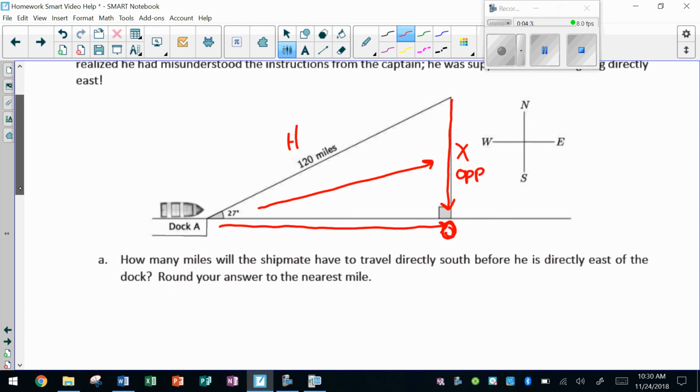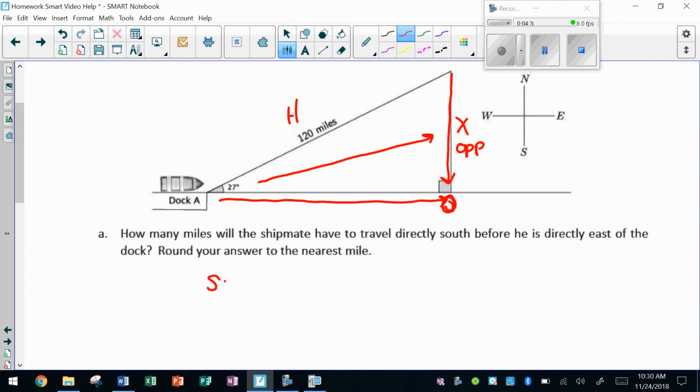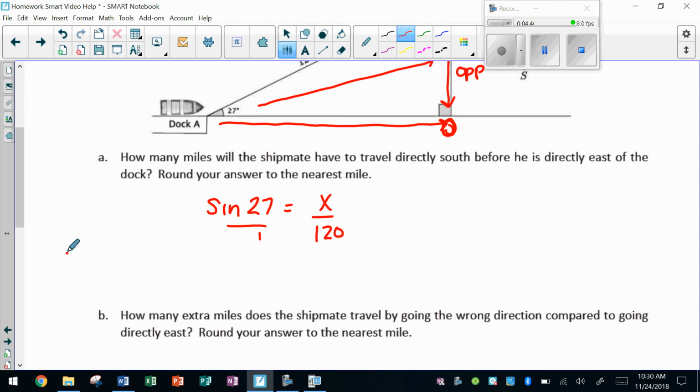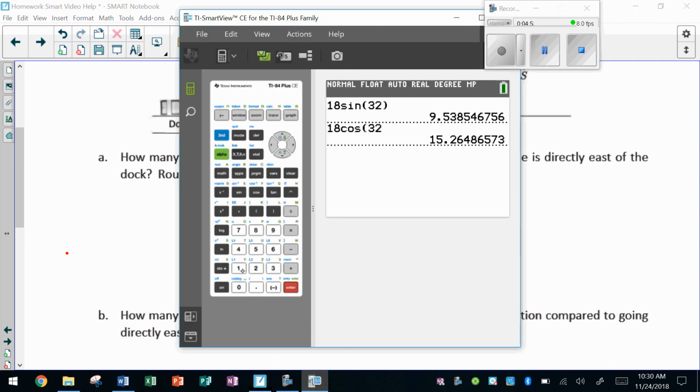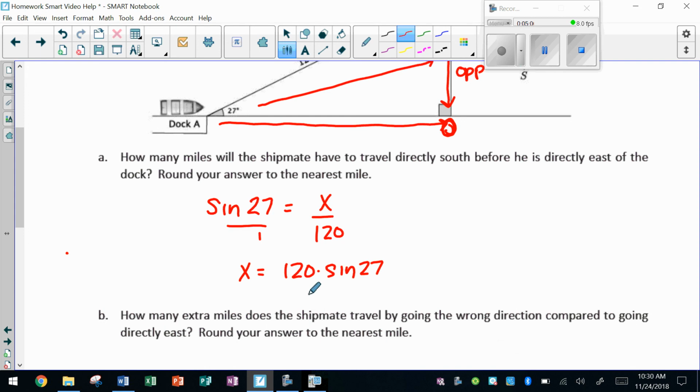So I'm going to set up a sine ratio. So the sine of our angle, 27 degrees, is equal to the ratio of the opposite side over the hypotenuse. And put this over a 1 if you'd like to, or multiply both sides by 120, whatever it is that you care to do. X equals 120 times the sine of 27. And we go to the calculator. So 120 times the sine of 27. Enter and round to the nearest mile, which is about 54 miles. And I'm going to leave the rest of this problem to you.